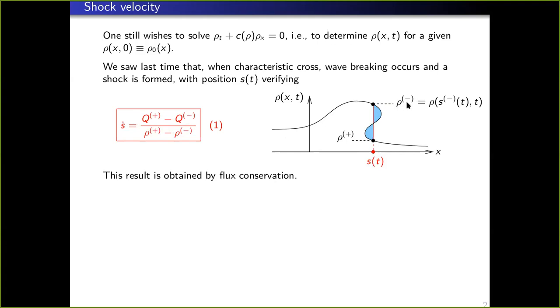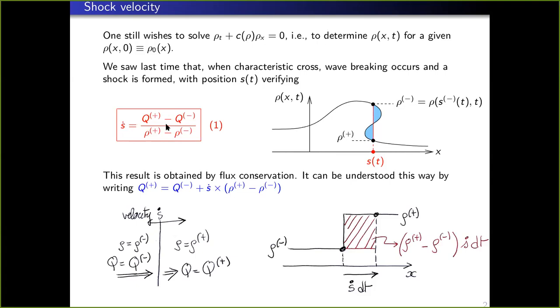One calls ρ minus, which is ρ of s minus, so just at the left, and ρ plus, which is ρ just at the right. And same for q plus and q minus. And we saw last time by imposing flux conservation that the velocity is given by formula 1. It can be understood as resulting from flux conservation by writing q plus equals simply q minus plus s dot times the difference of density.